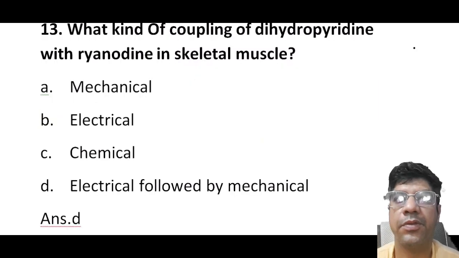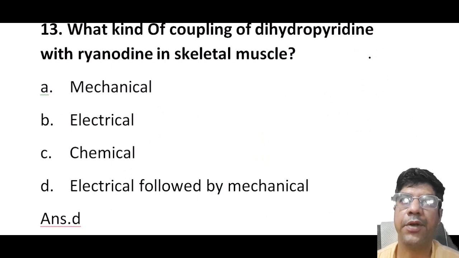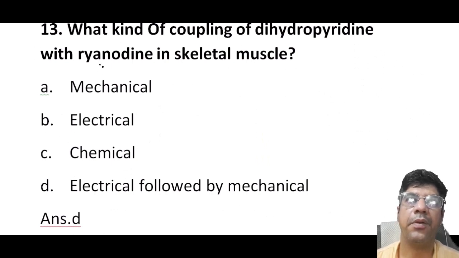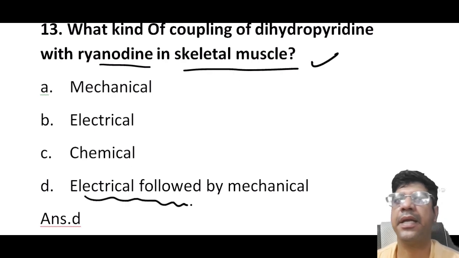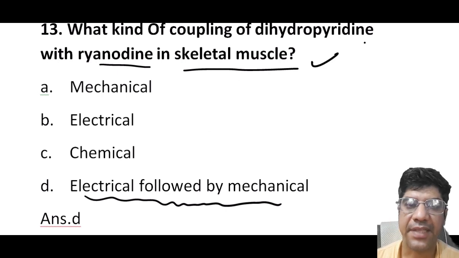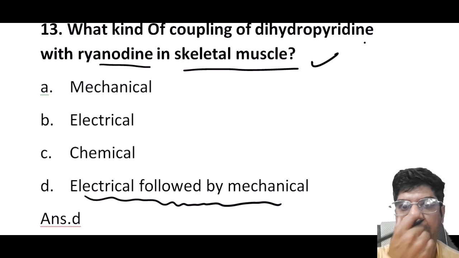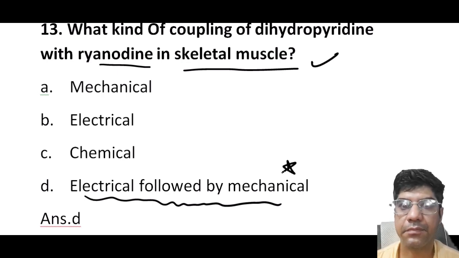Now coming to the next question, what kind of coupling of dihydropyridine with ryanodine is seen in skeletal muscle? The answer is electrical followed by mechanical. In skeletal muscle, the coupling between the dihydropyridine and ryanodine receptors involves electrical as well as mechanical signals.